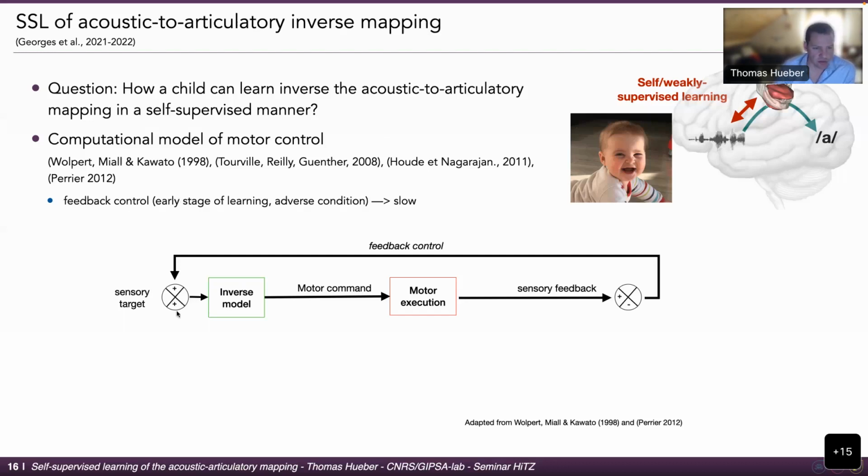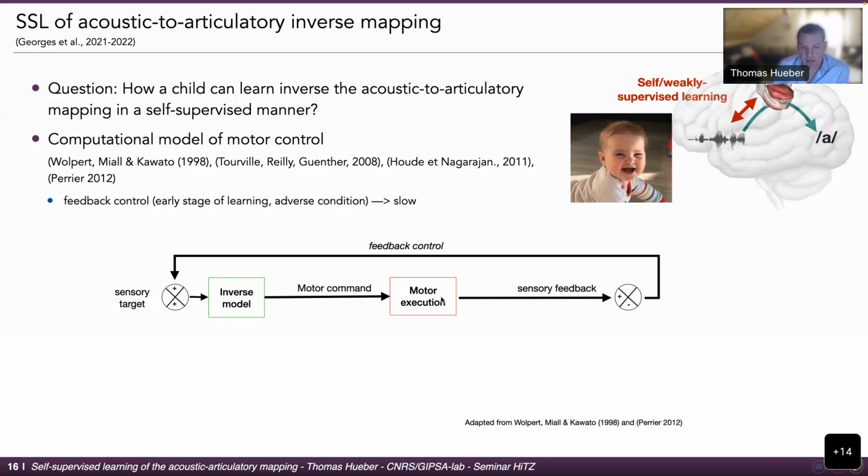So the starting point is the sensory target. The sensory target is the sound that we want to produce, and it's an acoustic target. It's a point that we want to reach in the acoustic space. So to produce it, we have to infer some kind of motor command. This is the role of this inverse model that we want to learn.